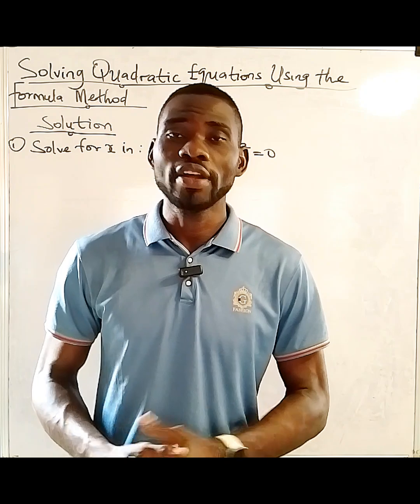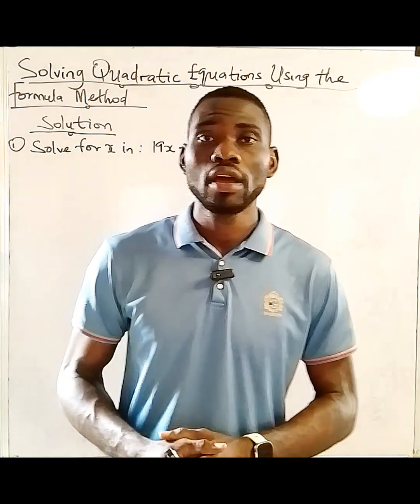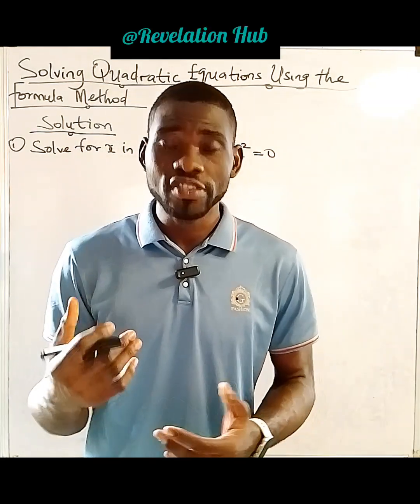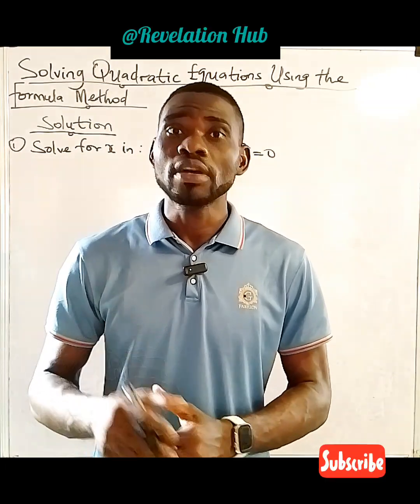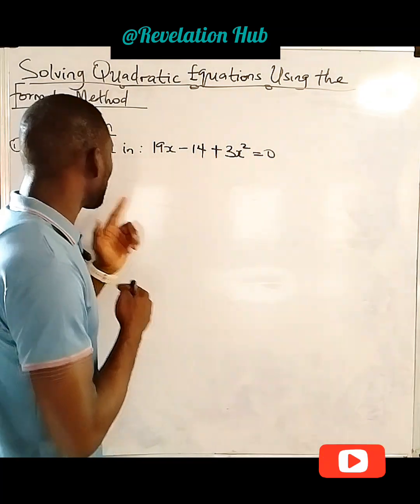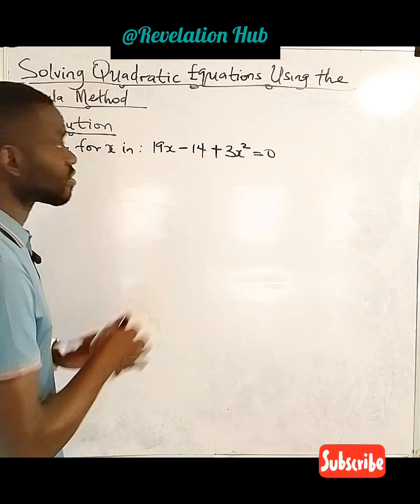Today we're going to be solving the very first question we were given as a take home in our previous lesson on the solution of quadratic equations using the formula method. In our previous lesson, we worked extensively on how we could use the formula method to solve quadratic equations. And here was the very first question. We're asked to solve for x in 19x minus 14 plus 3x squared equals 0.